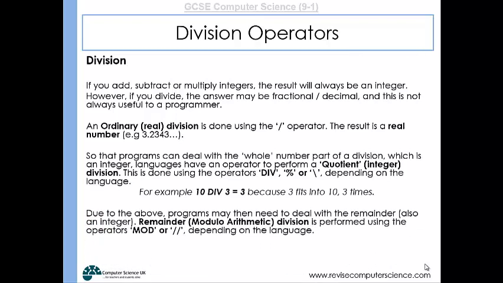And due to the above, programs may then also need to deal with the remainder, also an integer. So a remainder division, or a modulo arithmetic operator, when we use one of those, we might use mod or /, but when we use it, it works out the remainder of the division. So 10 mod 3 would become 1, because 3 fits into 10 3 times, but with a remainder of 1. So the answer would be 1 if we used the modulo operator on this division.